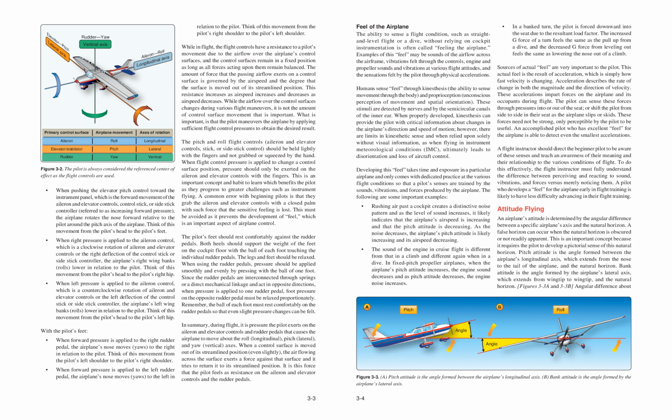When flight control pressure is applied to change a control surface position, pressure should only be exerted on the aileron and elevator controls with the fingers. This is an important concept and habit to learn, which benefits the pilot as they progress to greater challenges such as instrument flying. A common error with beginning pilots is that they grab the aileron and elevator controls with a closed palm with such force that the sensitive feeling is lost. This must be avoided as it prevents the development of feel, which is an important aspect of airplane control.